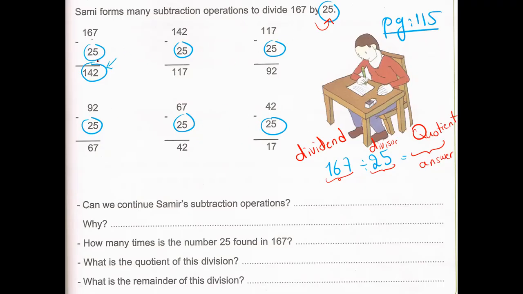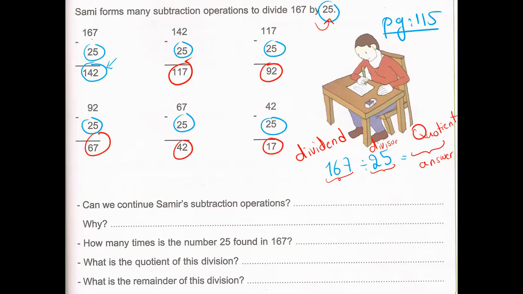Okay, the answer we got is 142. I will subtract it again by 25. Then the answer is 117. Subtract it again by 25. The answer is 92. Again 92 by 25. Then 67 by 25. Then 42 by 25. The answer is 17.